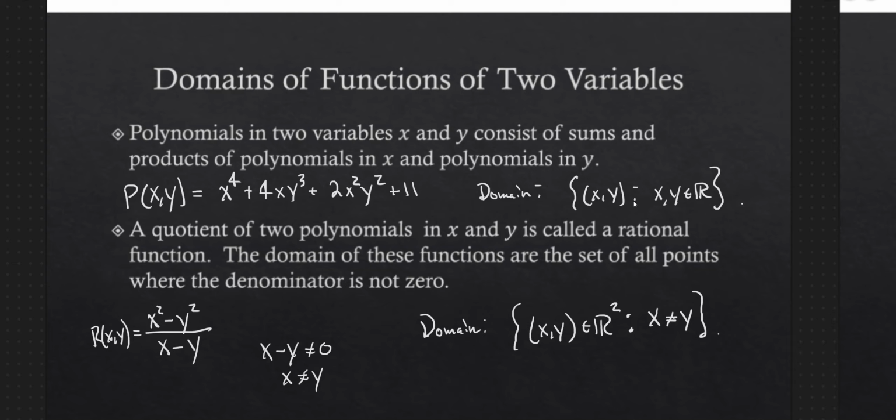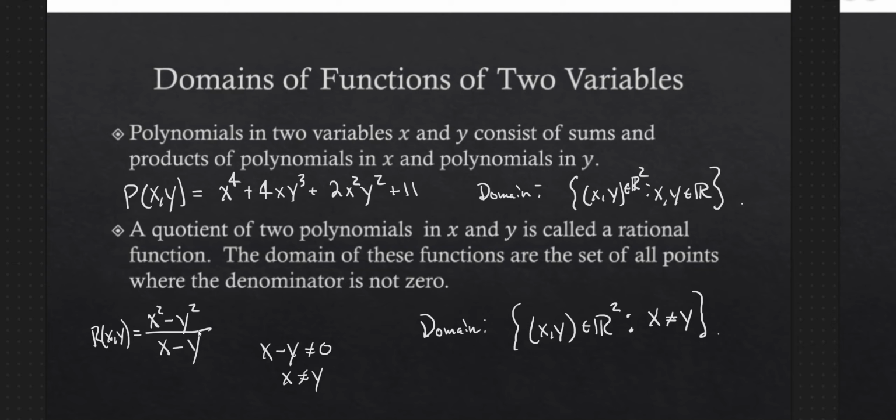I could have here said all points x, y in R2, such that x, y are in R. That's fine. Or I could do it like I did down here, the set of all points in R2, such that x is not equal to y. So that puts this further restriction on it. This little colon here means such that this is satisfied. Collect all these points for which this is true.